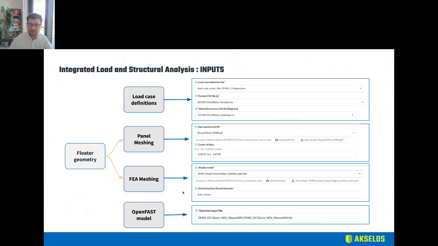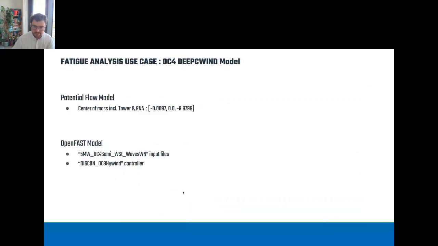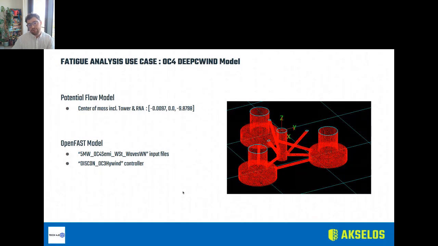I've taken this screenshot from our web-based platform where we have these 4 boxes of inputs, which each correspond to load case definitions, panel mesh, FEA mesh, and OpenFAST model. I'm going to show you, trying to be as quick as possible, a demonstration for the OC4 DeepCwind model.